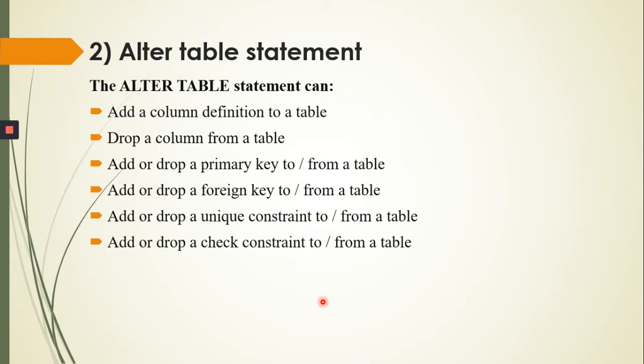Our second command is alter. The alter table statement can add a column to the table, or drop a column from the table. We can add or drop a primary key, add or drop a foreign key, and add or drop a unique constraint or check constraint. So we can modify the database using alter table.